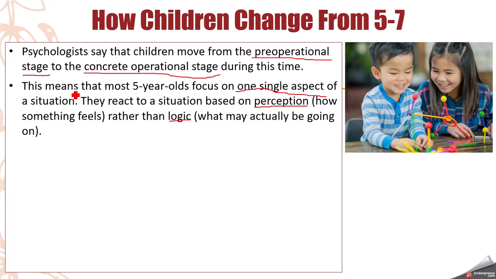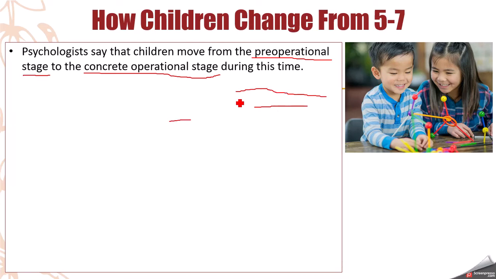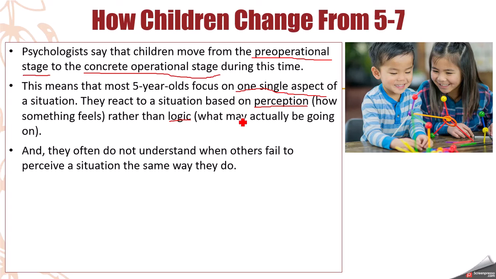Here's an example. Let's say that they're in kindergarten and their teacher says, okay, that's enough coloring. Now we're going to do circle time. Well, logically, the teacher knows that they have to move from one activity to the other throughout the day, right? They only had 15 minutes. But the child's perception might be, I don't want to do that. I feel like coloring longer. How come I can't color? Is the teacher mad at me that she's not allowing me to color? So they're focusing just on their feelings about the situation rather than logic. Often they don't understand when others fail to perceive a situation the same way they do.